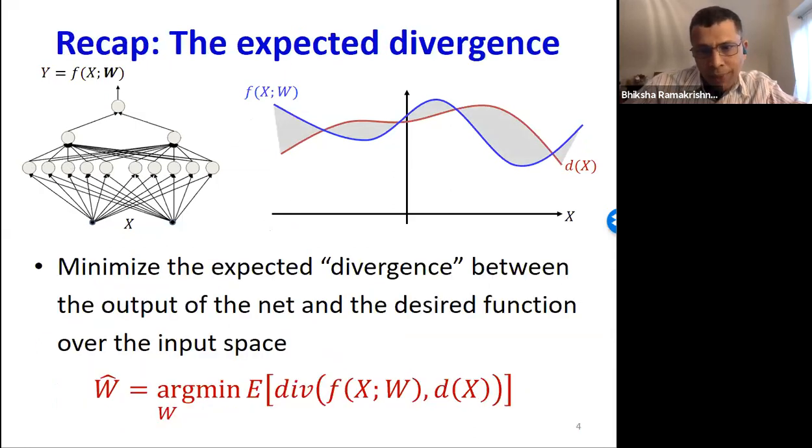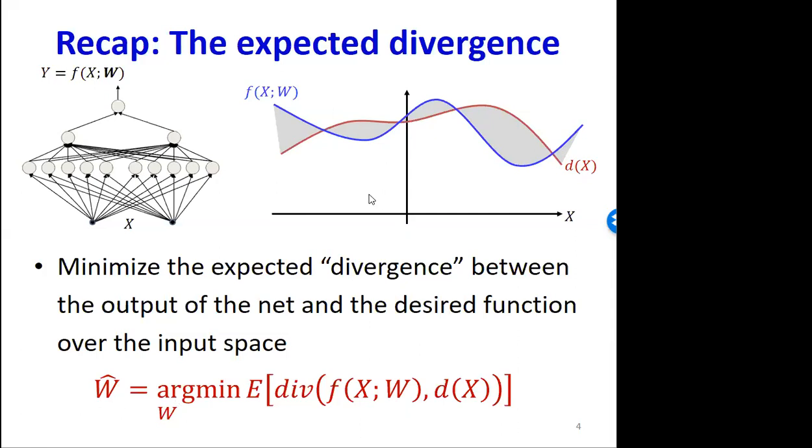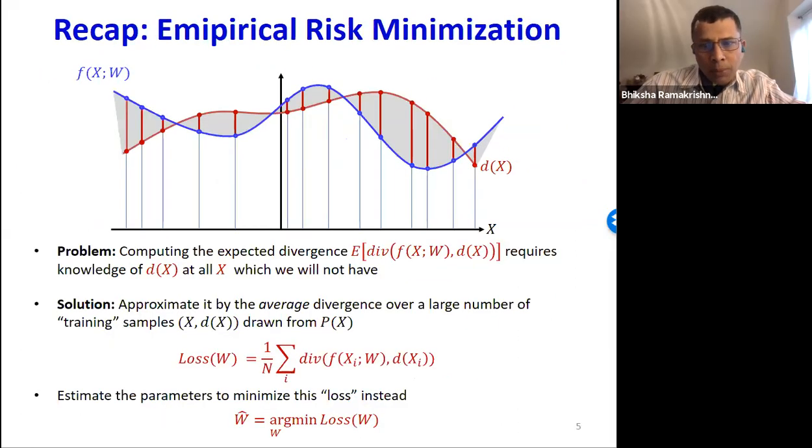And now that we have defined a divergence, we can define the expected divergence between the actual and the desired output of the network. The expected divergence quantifies the area shown here in gray, and we estimate the network parameters to minimize this expected divergence, ideally. The problem, of course, is that in order to compute this expected divergence, you will need the function d of x, shown in red over here, at every location of x. And we usually will not have that information.